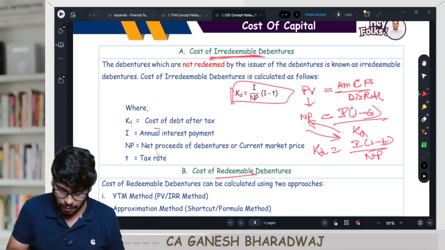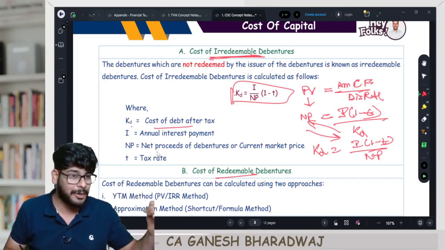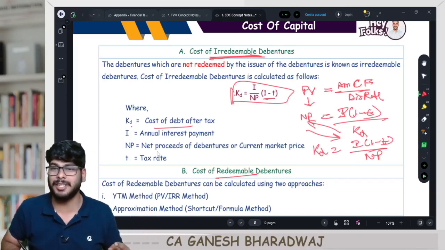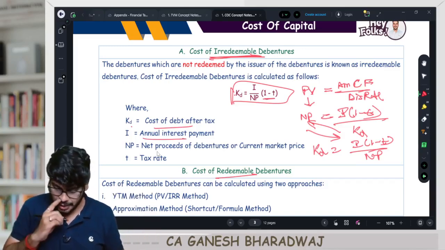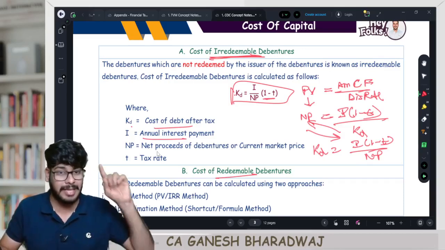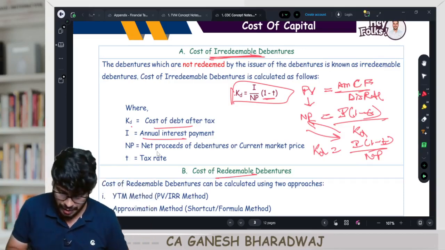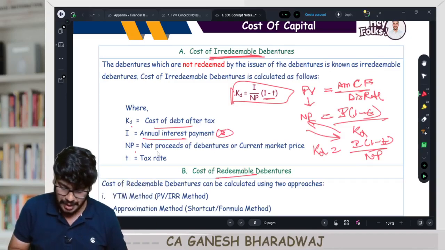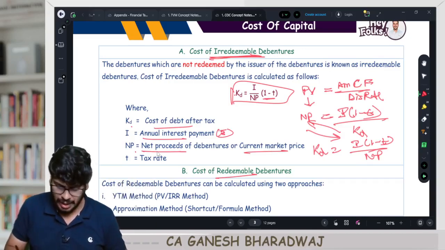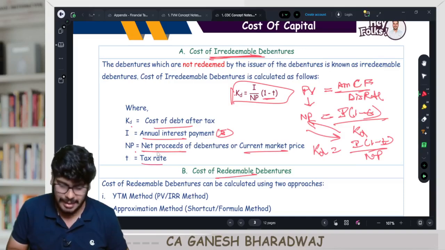Clear? Where KD stands for cost of debt after tax. Why are we saying it after tax? Because we are adjusting for the tax shield here, right? I is the annual interest payment here. It's not the rate of interest. It's the actual interest amount in rupees. Then NP stands for the net proceeds of debenture or the current market price. I will come to that, right? And T stands for the tax rate.